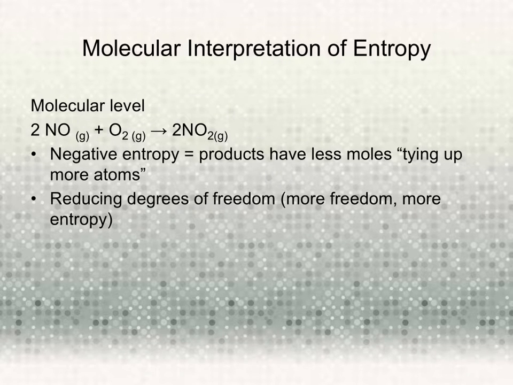So if you look at a molecular level, and we have this reaction here, 2NO plus O2 makes 2NO2. If you look at it from left to right, we can see that on the left side we have 3 molecules, 2 NOs and 1 O2. And on the right side we have 2 NO2s. So if you think about it, we're going from 3 molecules or 3 moles of a substance into 2 moles.